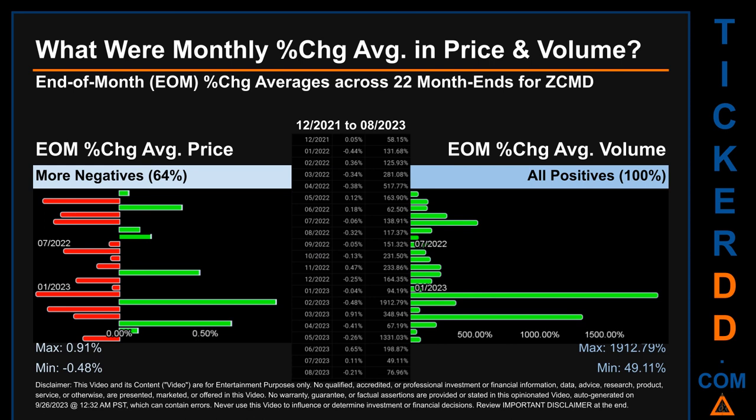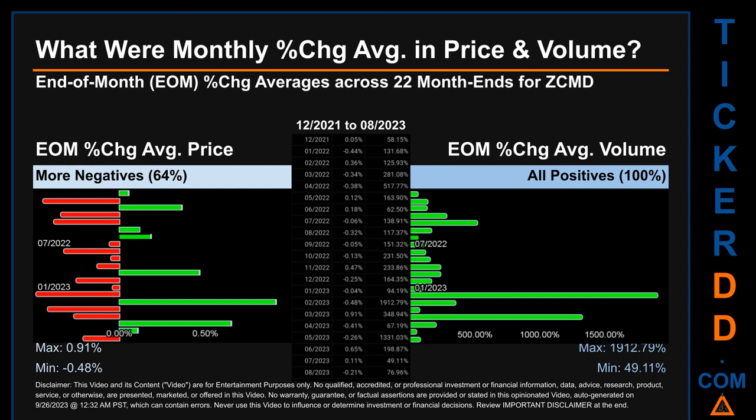From 12/2021 to 08/2023, out of 22 month ends, 14 had a negative percentage change in average price. Meaning 64% of month ends saw a negative percentage change in average price. In terms of volume, 22 out of 22 month ends had a positive percentage change. That is 100% of month ends saw a positive percentage change in average volume.